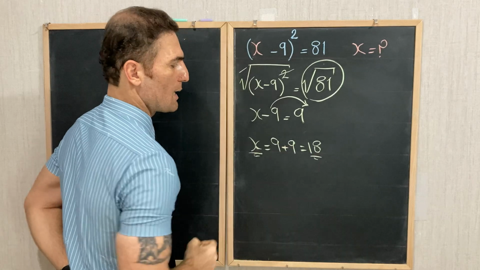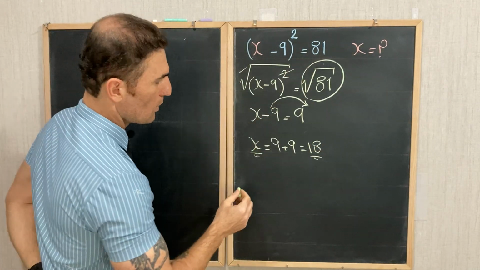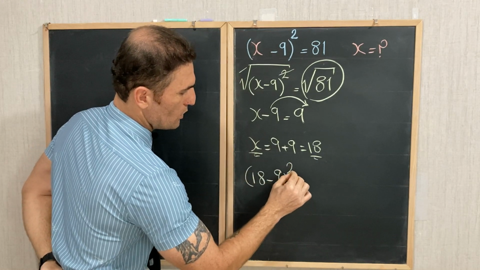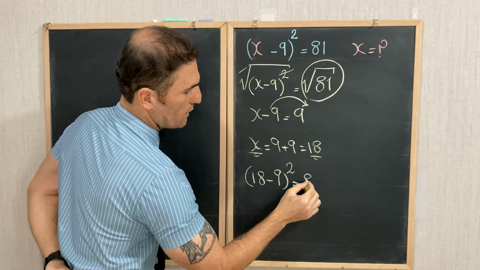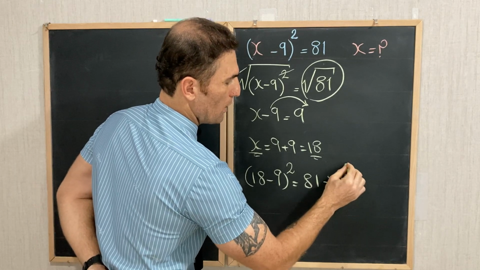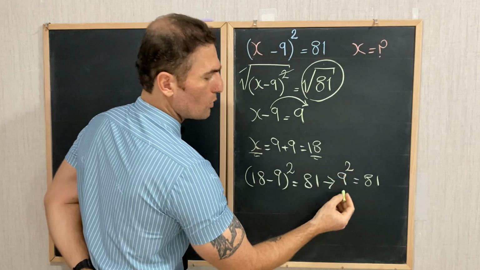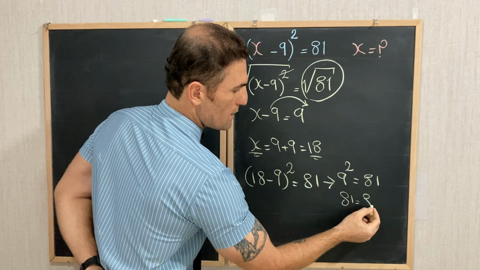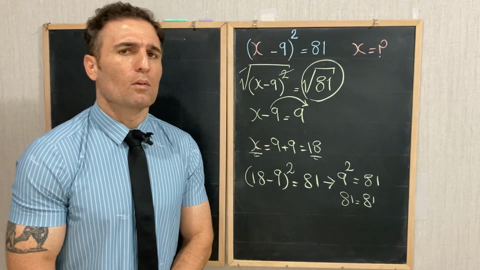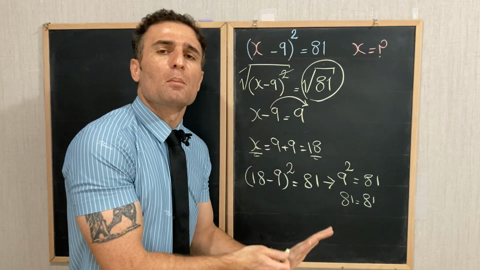And to check the answer, it is enough to put 18 in the equation above. So it's going to be (18 minus 9) to the power of 2 equals 81. 18 minus 9 is 9. So 9 to the power of 2 equals 81. What is 9 to the power of 2? Right, 81. 81 equals 81. This is correct. But why did I say many students got it wrong, and where is the mistake here?